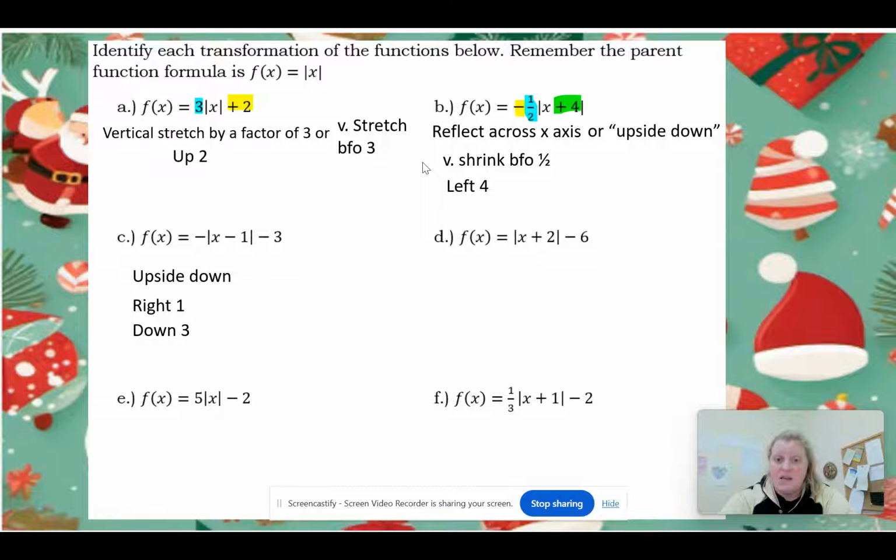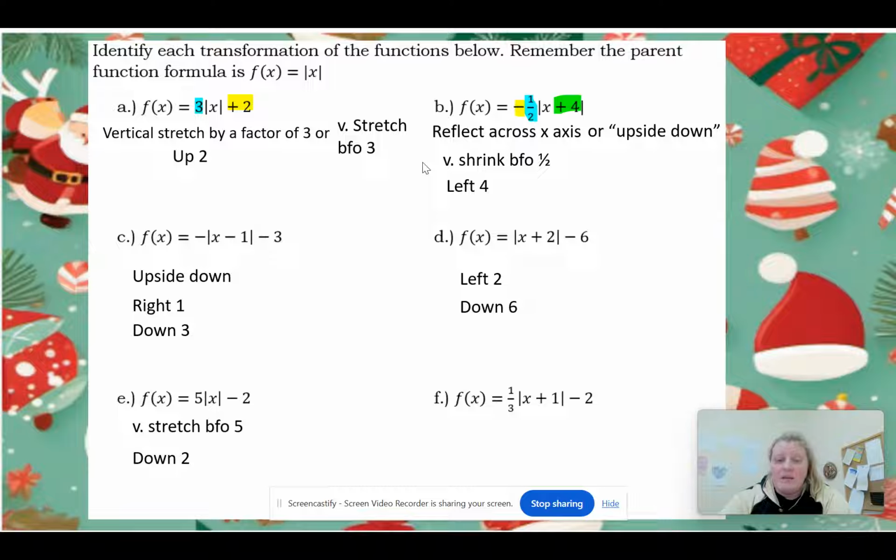Right, letter D, that +2 is inside, so we go left. The -6 is outside, so we go down. And then letter E, because 5 is bigger than 1, that's going to cause our V to get skinnier, or vertical stretch by a factor of 5. The -2 outside means we go down 2.